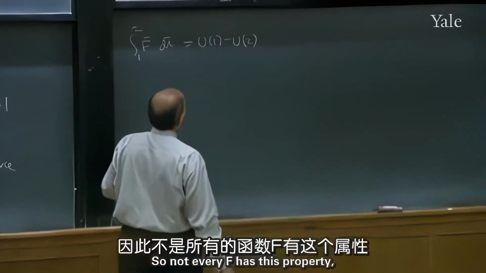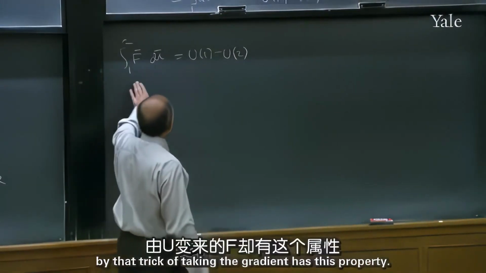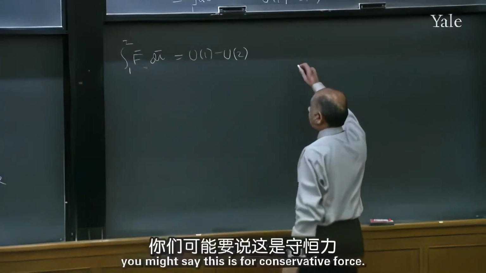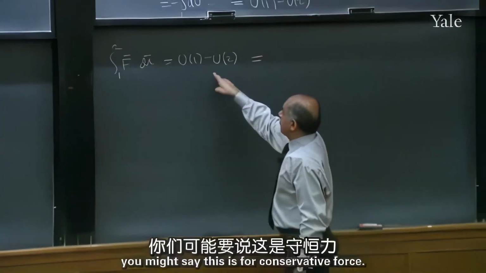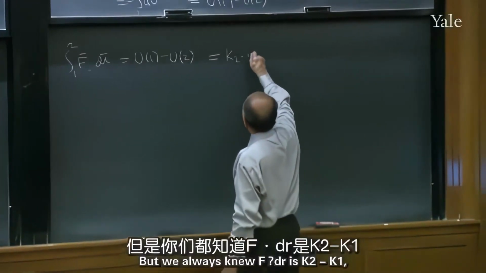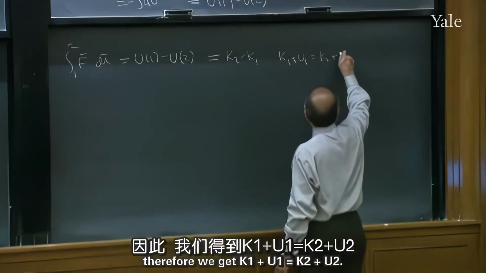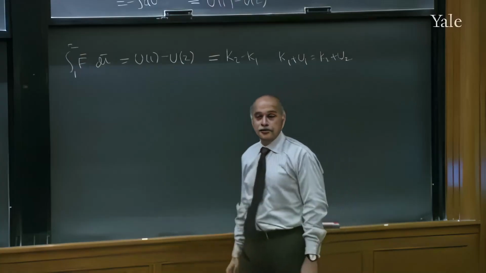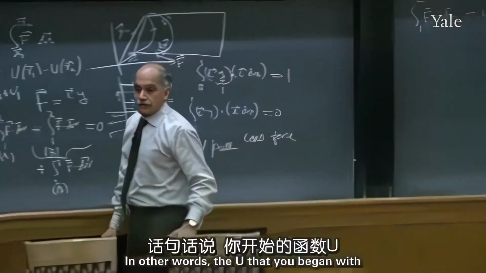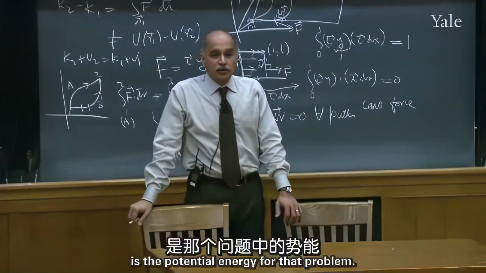So not every f has this property, but an f derived from u by that trick of taking the gradient has this property. Therefore, for that f, we might say this is a conservative force. But we always knew f dot dr is k2 minus k1. Therefore, we get k1 plus u1 is equal to k2 plus u2. In other words, the u that you began with is the potential energy for that problem.